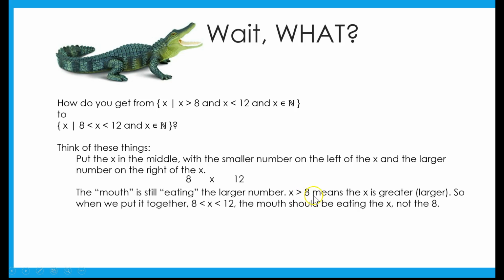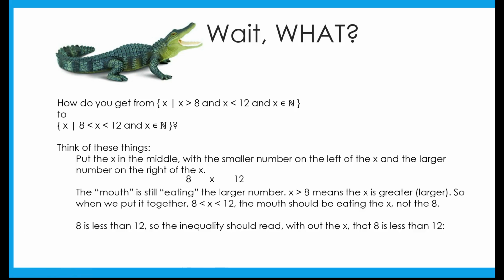Here's our x greater than 8, but that also means that 8 is smaller than x. So we want to take the 8 here and say that it's smaller than x, and you'd still have x is greater than 8 if we read it backwards. So the mouth is eating the x, not the 8, because x is the larger number. The other thing you've got to think about is that since x is less than 12, if we take out the x in the middle, it should read correctly as x is less than 12. And that's how you know you have everything pointing in the right direction.